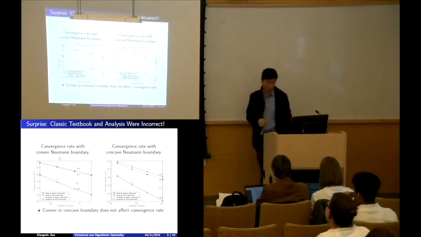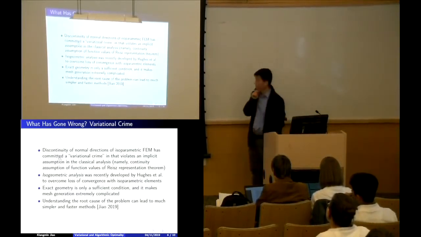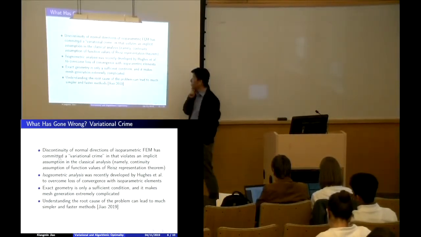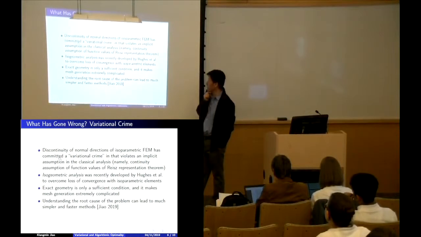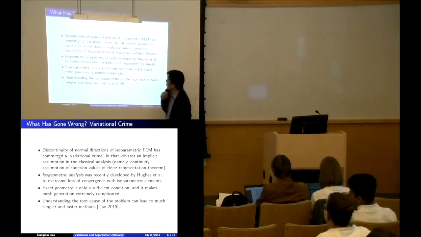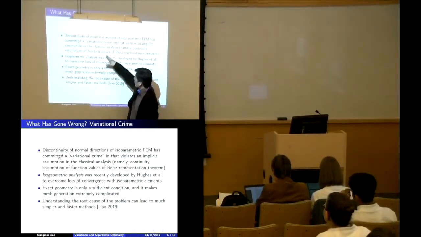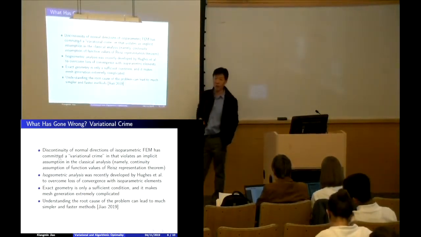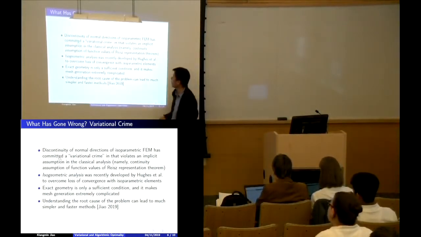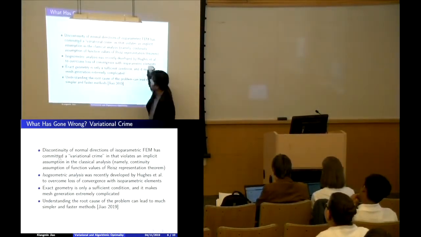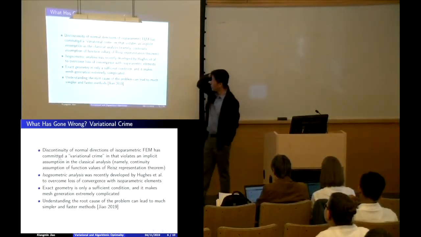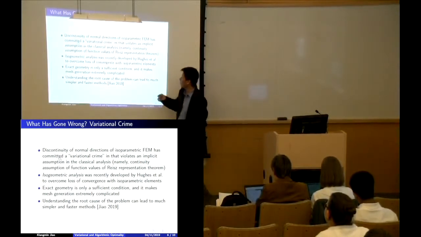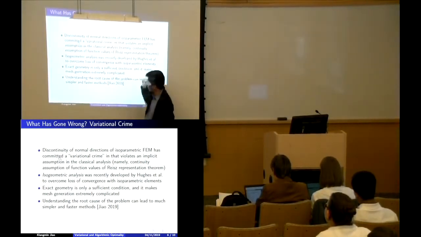Basically, what has gone wrong? Well, what has gone wrong is that there are some implicit assumptions used in the classical analysis. I'm not going into details, but basically it has some implicit assumptions about continuity of the functions so that you can apply the theorems from functional analysis. But the assumption is broken when you have discontinuous normal directions. And this assumption is hidden and was not analyzed because of what is so-called a variational crime. That's why I said fighting crimes.